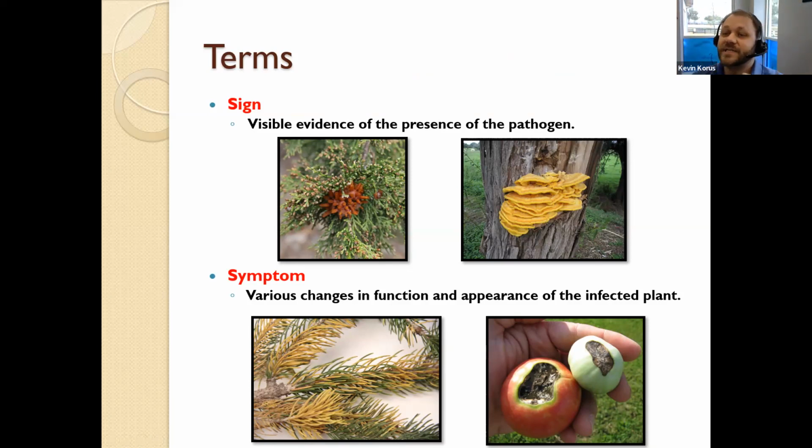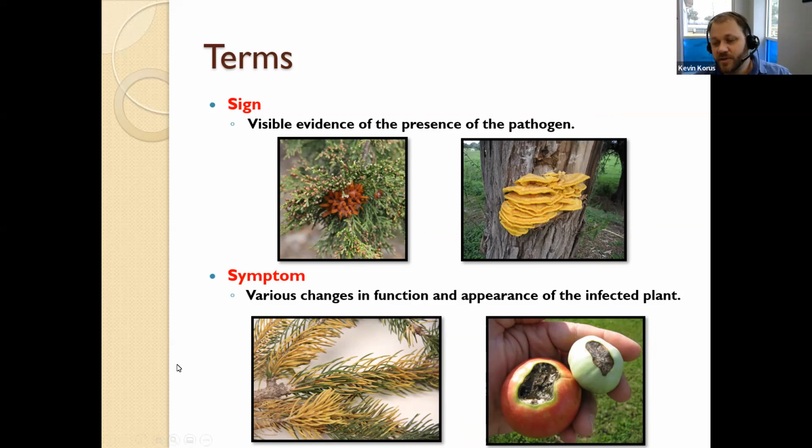So it's a lot easier to see fungi. You can't see viruses, so viruses won't really ever have a sign unless you're using an electron microscope to see it. But fungi leave signs a lot. So a symptom, in contrast, is the various changes in function and appearance of the infected plant. So it's the plant's response to actually being infected by the pathogen. So chlorosis, you know, yellowing is a symptom.